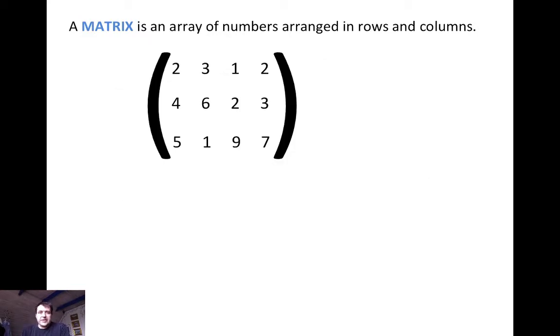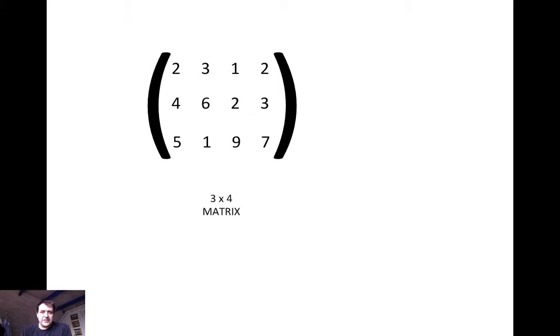So this is an example of a matrix, and this particular matrix is a 3 by 4 matrix. So that's 3 rows and 4 columns. So remember, rows times columns is the way it's expressed. 3 by 4, 3 rows, 4 columns. And here's another matrix, which is a 2 by 3 matrix, 2 rows and 3 columns.